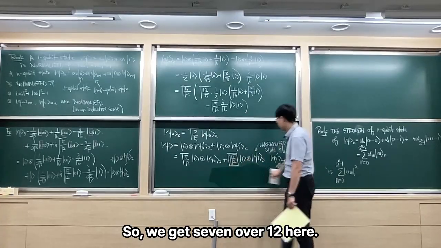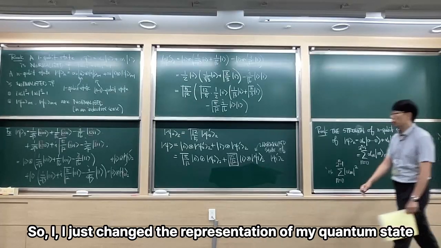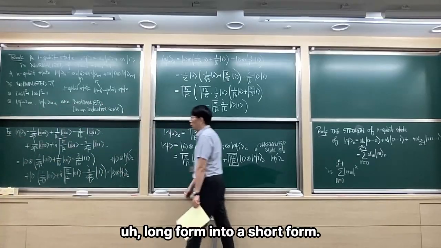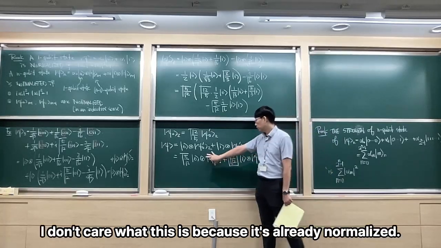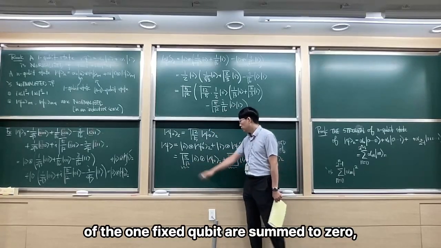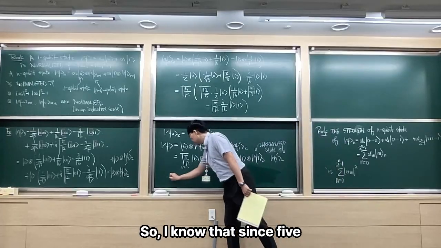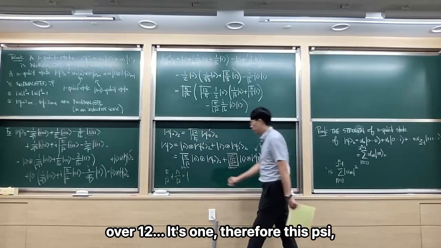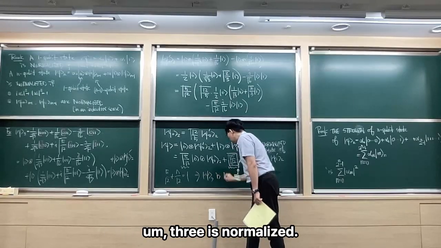Okay. So what do you see? I just changed the representation of my 3-qubit quantum state, given in this long form, into a short form. If I want to check whether it's normalized or not, I don't care what this is because it's already normalized. I need to check that the 2 coefficients of the one fixed qubit, squared, sum to 1. Since 5 over 12 plus 7 over 12 is 1, this psi 3 is normalized.